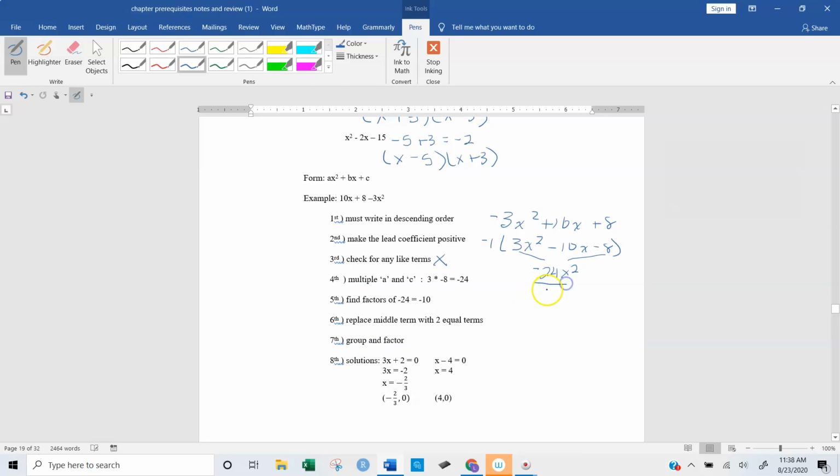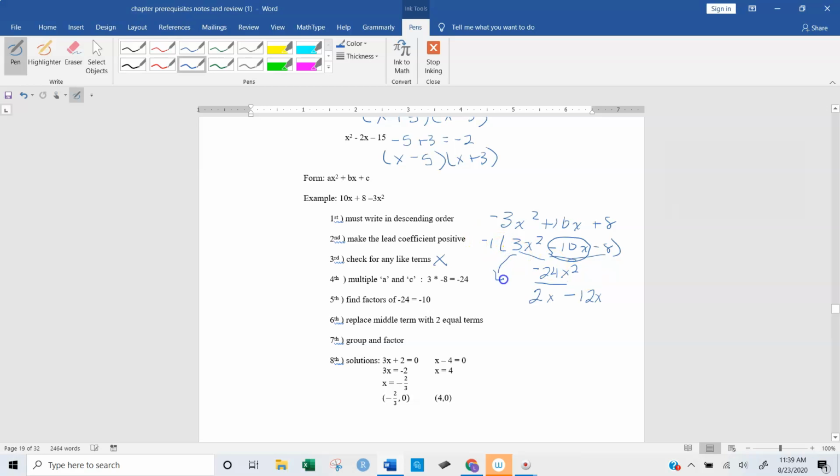I know that that is 2 and 12. So I need a 2x and a 12x. But if I use 2 and 12, that gives me a positive 24x squared when I multiply these, and I need a negative. Well, here I need a negative 10, which means the larger one is negative, giving me the negative 12. So when I add them, that equals my negative 10x. When I multiply them, that equals my negative 24x squared. Now, what I'm going to do is take out the negative 10x and replace it with 2x minus 12x because that's the same thing.